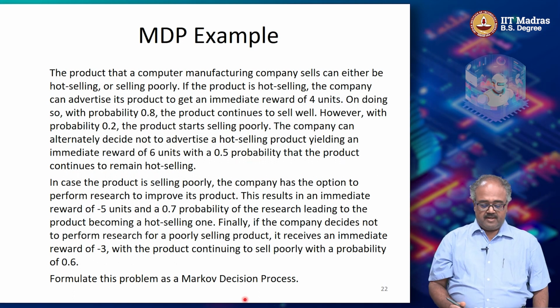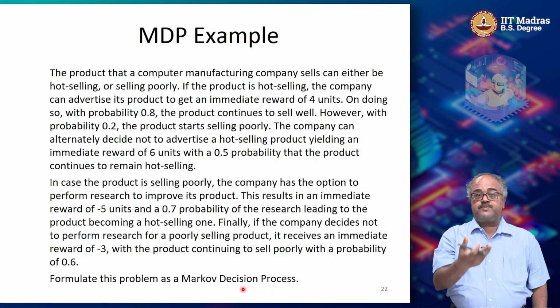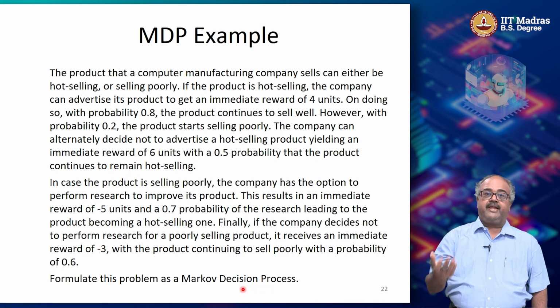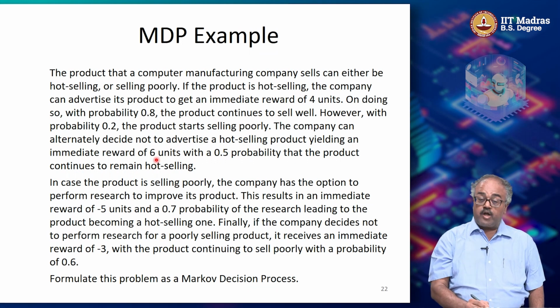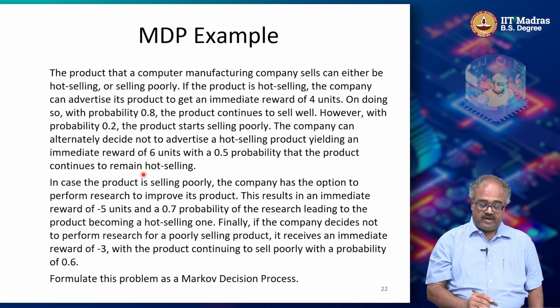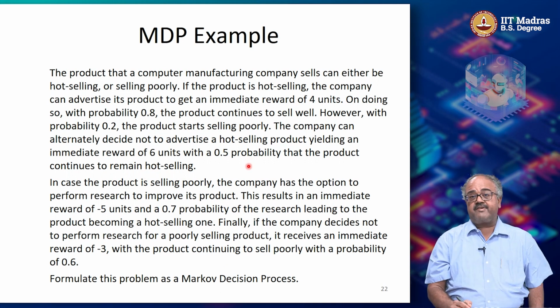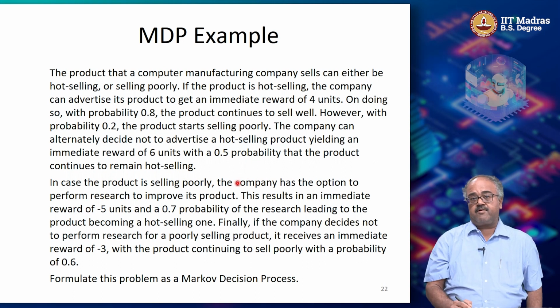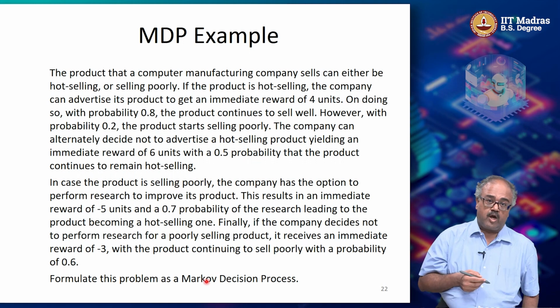Okay. Then the company can alternatively say that I'm not going to advertise. That means I'm not spending any money. I'm a hot product. I'm going to keep getting income, but I'm not spending any money, right? So I have a lot more income. So I have 6 units of income, right? But the problem is, because I'm not advertising, that's a greater chance that the product will become a poor selling product from a hot selling product. So only with 0.5 probability, it will continue to be hot.